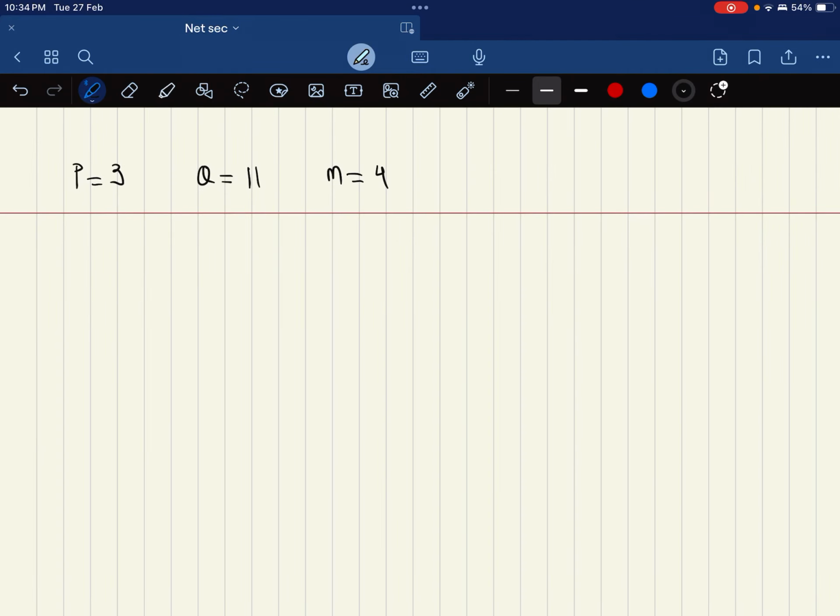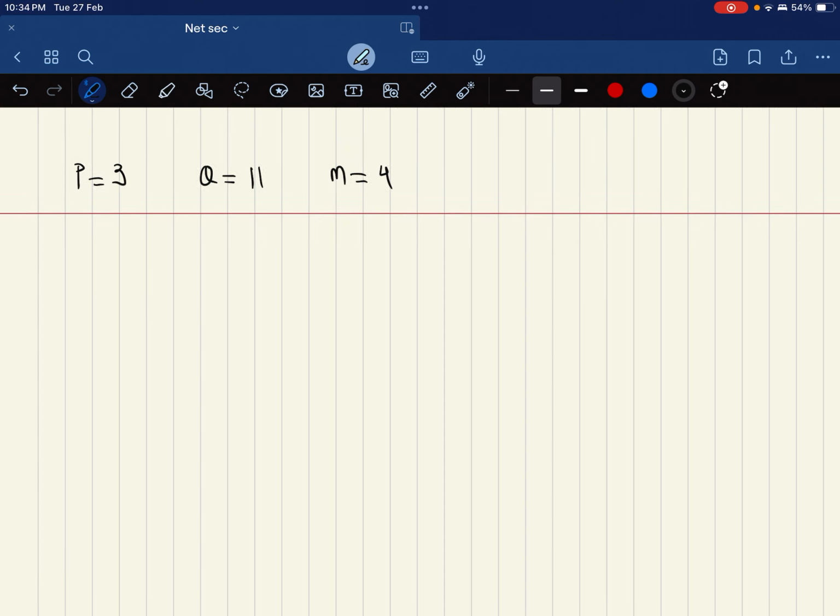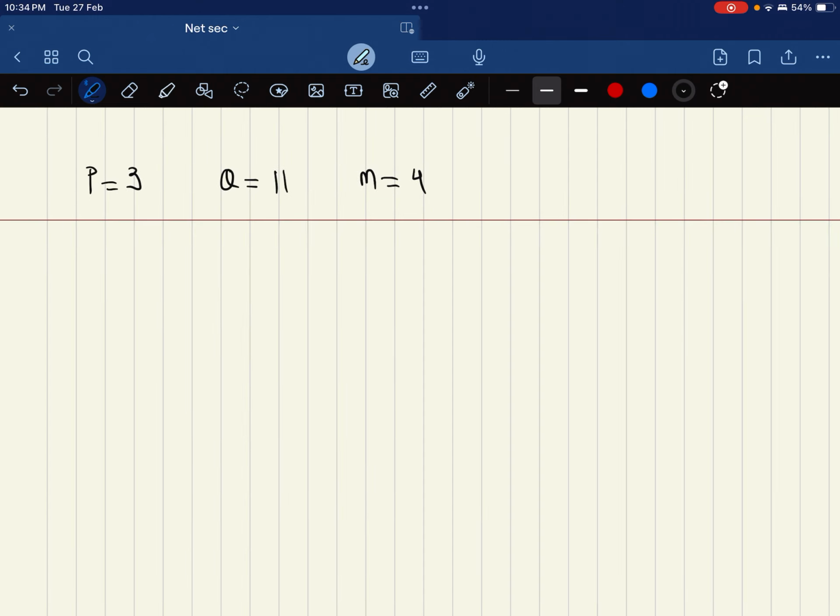So guys, we're going to see how to calculate the RSA private key and public key. The first step is identifying P and Q. These are just randomly chosen numbers. In this case, I have been pre-given these numbers, and this is our message.